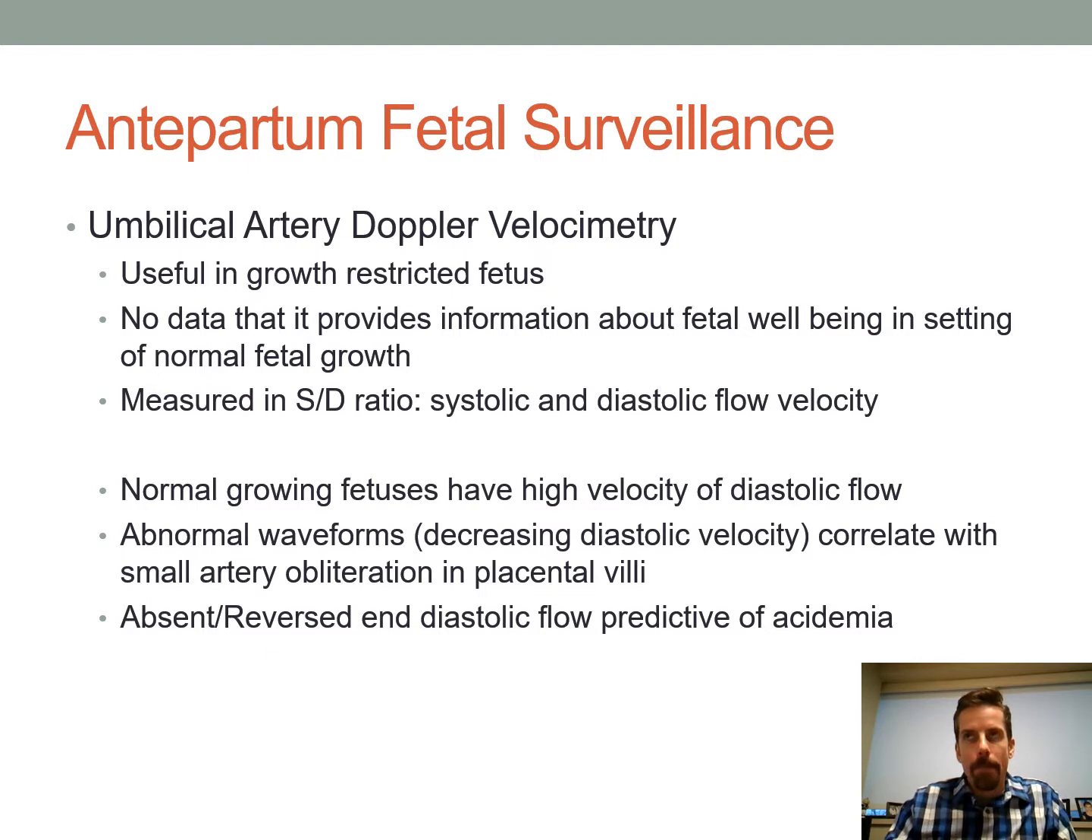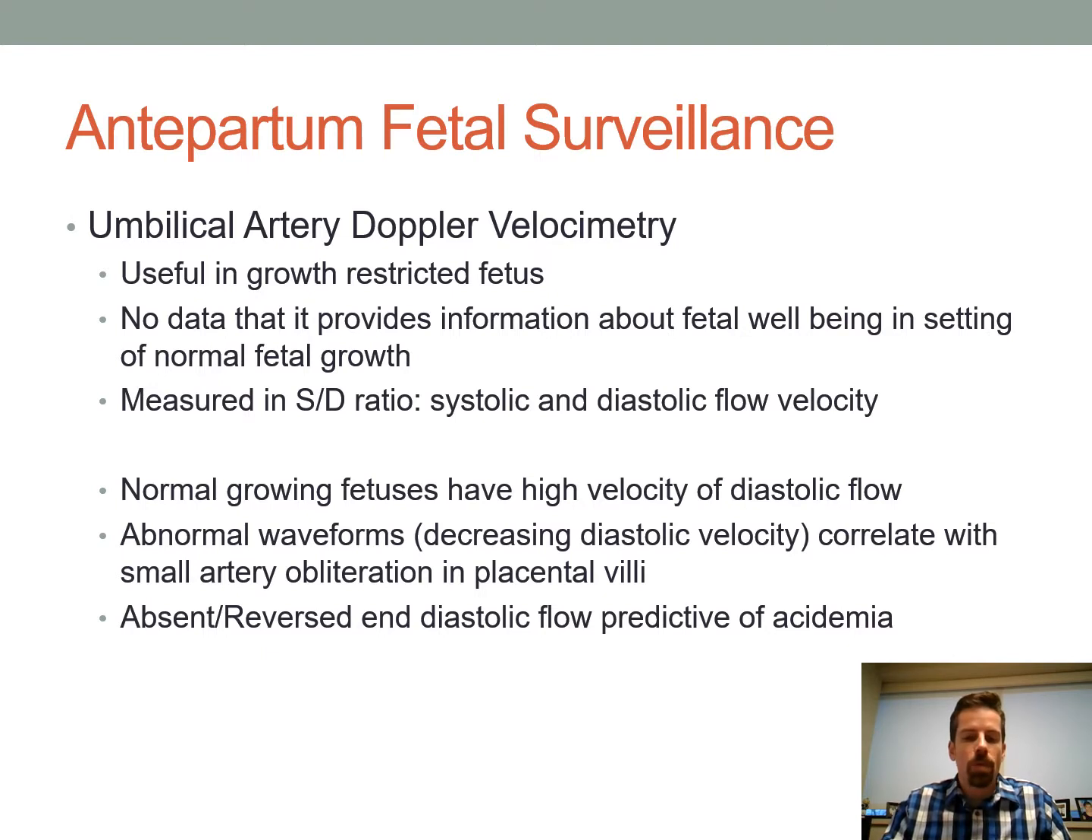So the principle here is that you should have easy flow through the umbilical artery in diastole. The placenta should be a low resistance environment. As placental insufficiency increases, as resistance to blood flow increases, umbilical artery diastolic flow reduces. The velocity is going to reduce.